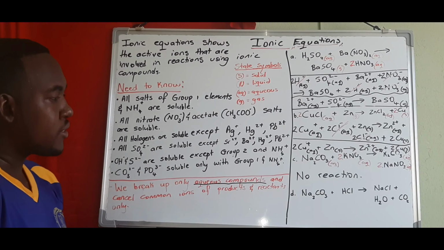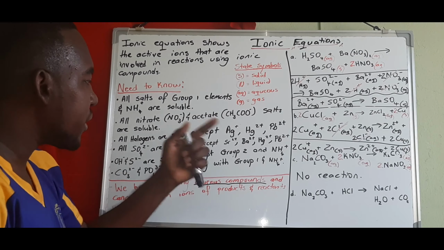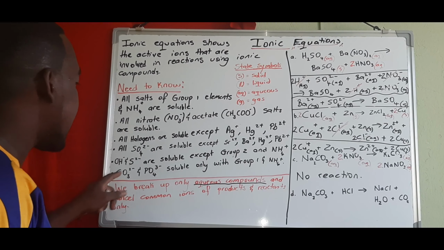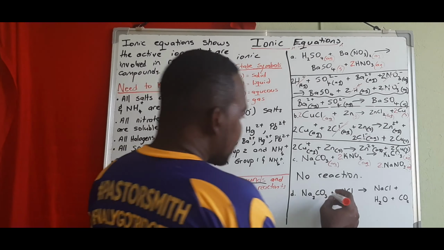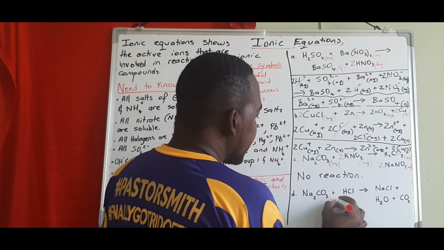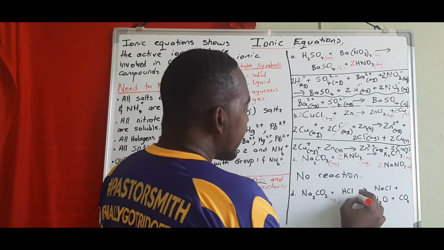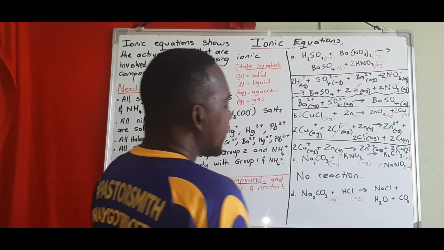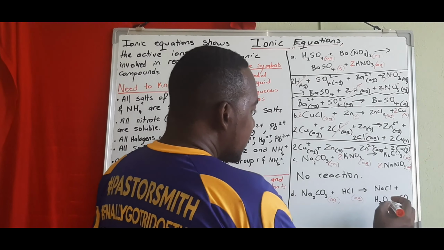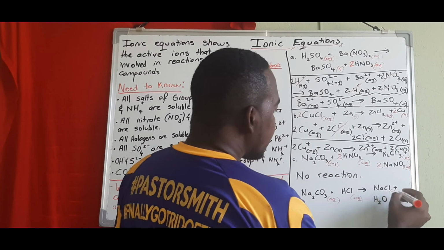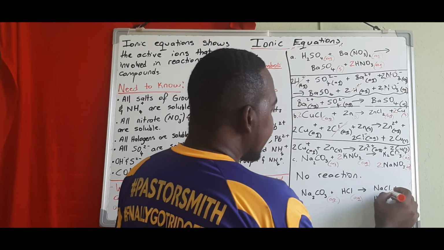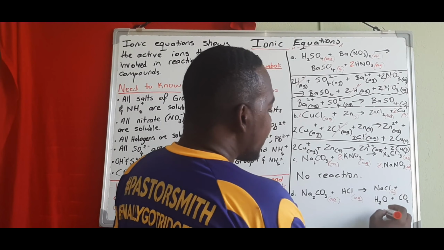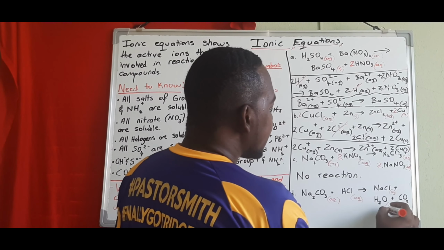All right, and let's look at the last one. So we have sodium carbonate. Carbonates are soluble with group 1, so sodium is in group 1, so it's aqueous. Hydrogen chloride, or hydrochloric acid, is aqueous. And then sodium chloride, all chlorides are soluble, so that's aqueous. Then we have water. Water is in its liquid state here.